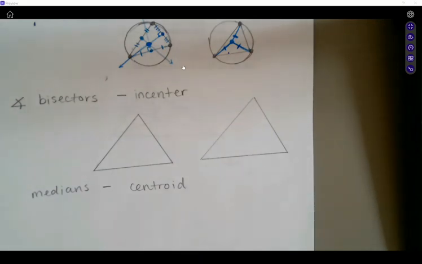Now, the difference between incenters and circumcenters. One, circumcenters are created by perpendicular bisectors, and incenters are created by angle bisectors, point of concurrency. Two, circumcenters have a circle circumscribed about our triangle, whereas incenters are where we have a triangle with a circle inscribed inside of it.